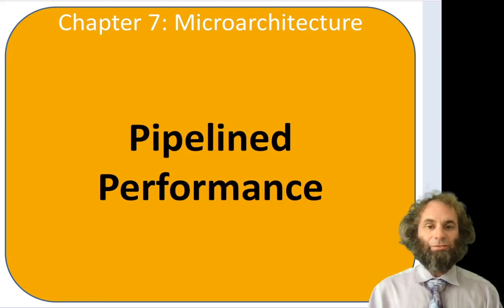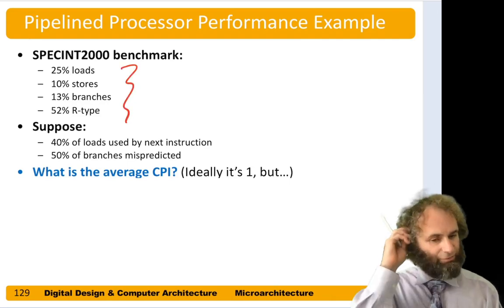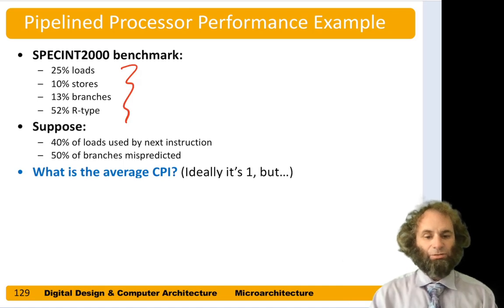Hello! In this video, we'll analyze the performance of the pipeline processor. So consider the SPECint 2000 benchmark again with this mixture of instruction types, and suppose that 40% of the loads were used by the next instruction and caused a stall, and that 50% of the branches were mispredicted and caused two instructions to be flushed. Let's figure out the average cycles per instruction.